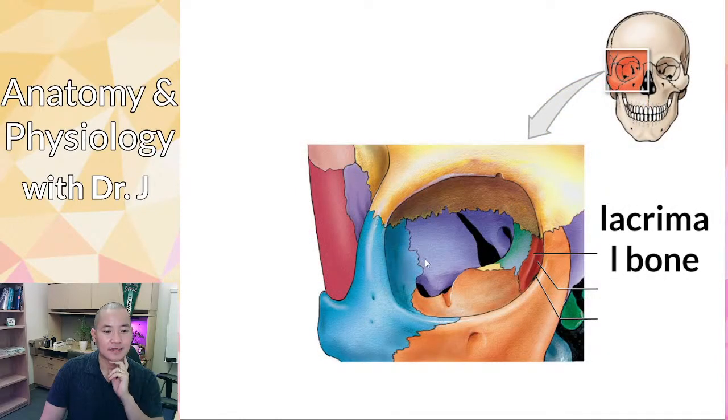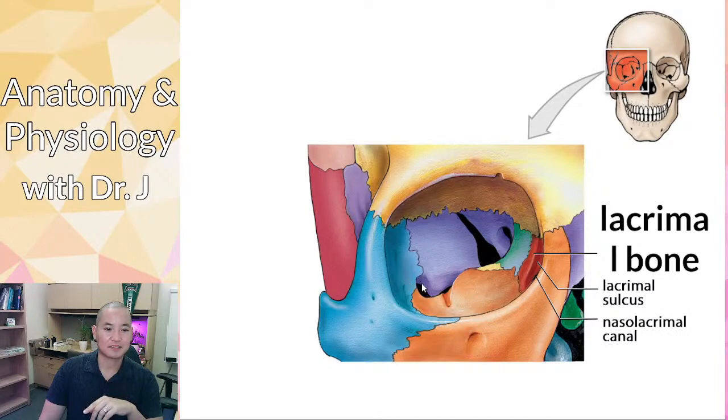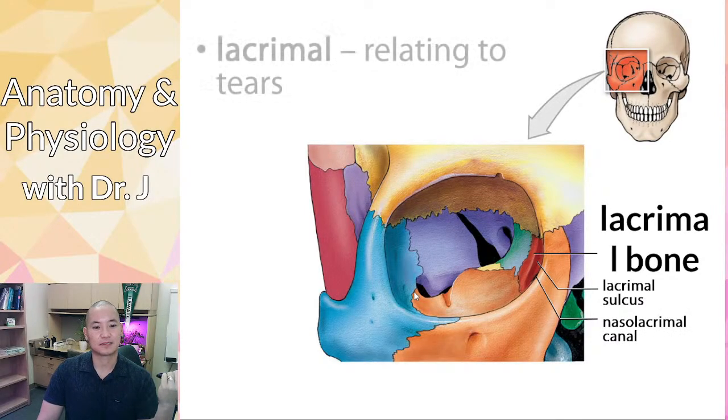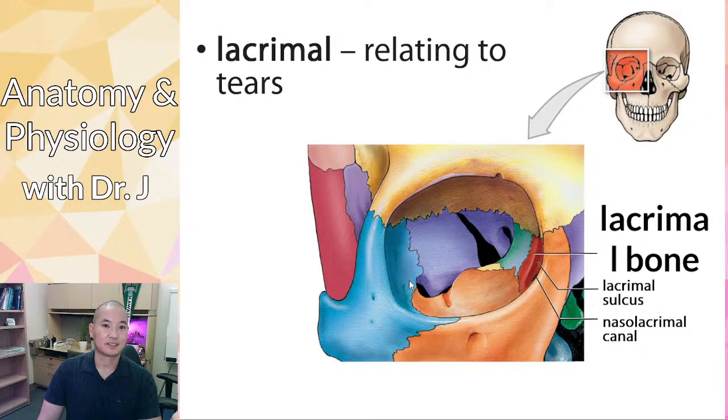And let's see, the lacrimal bone. It ends with an L. Whenever you hear the root word lacrima or lacrim, that refers to tears. So what we have here is a lacrimal sulcus. Again, sulcus is a thin or shallow groove. And the nasolacrimal canal. This is very important. When you think of lacrimal, think of tears. And what happens when you cry?